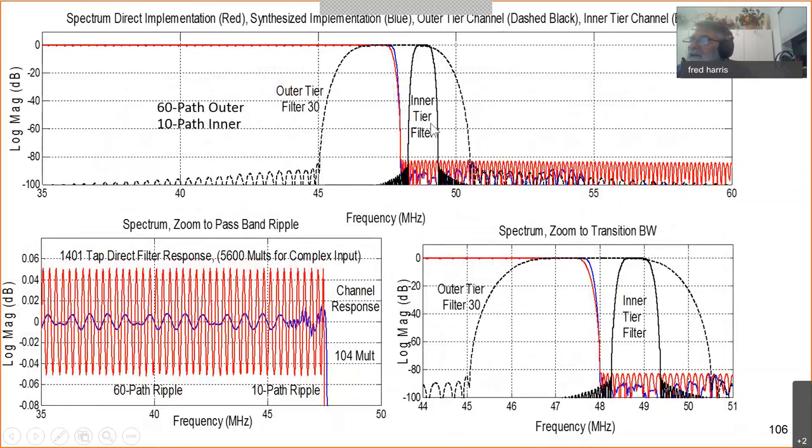Now, if you really want to reduce the workload, what you do is that little filter we built inside, you can always build a filter more efficiently if you make it a polyphase filter. And this little polyphase filter was an inner tier filter and an outer tier filter. And when you did that, it went from 128 to 104. So you still get workload reduction. So this is the ripple you got from the outer filter, and this is the ripple you got from the inner filter. And we converted 2,800 multiplies and adds to 104 real multiplies and adds. And I think we're just about finished.